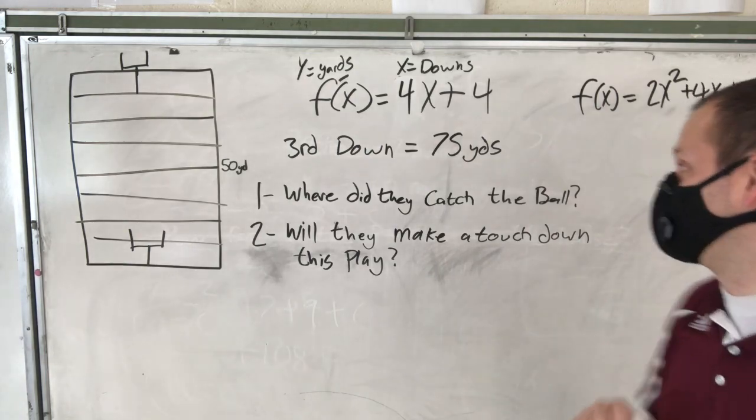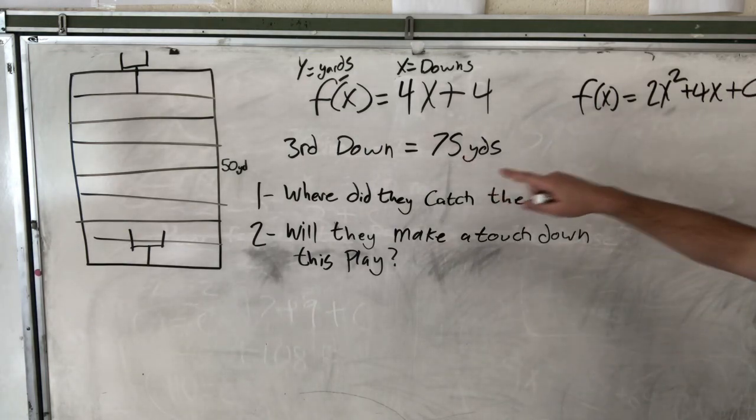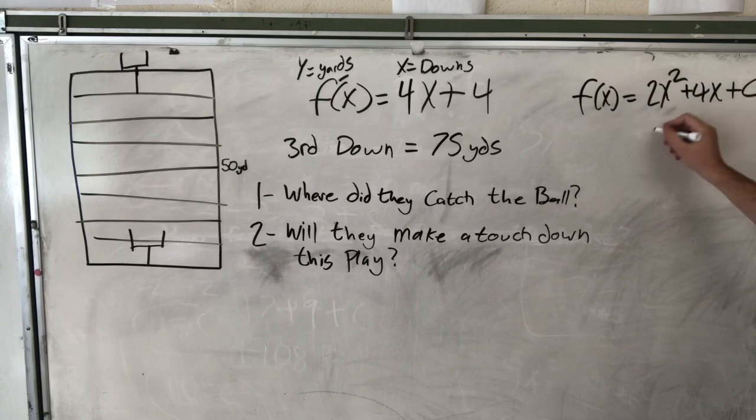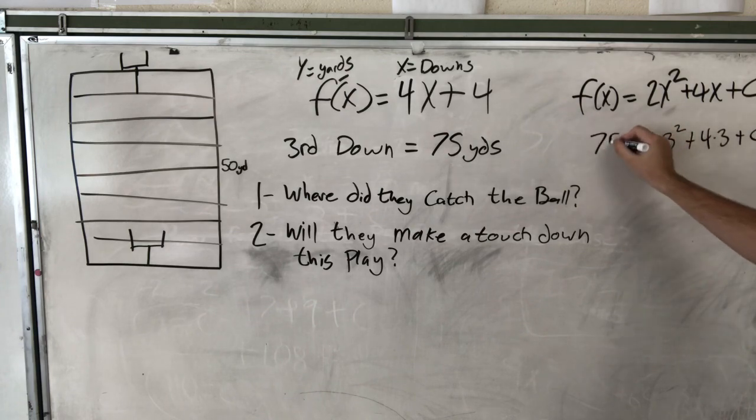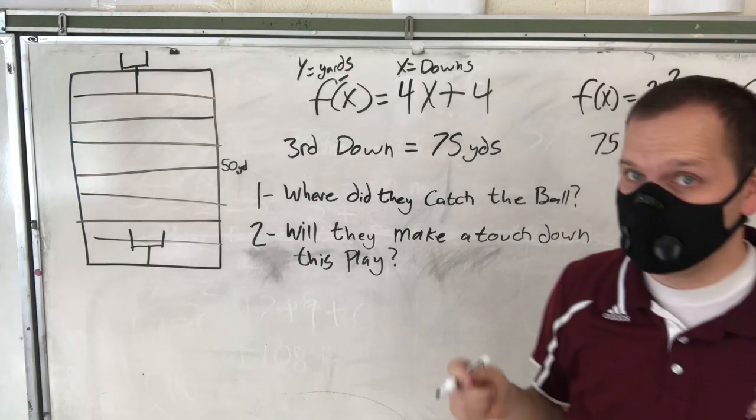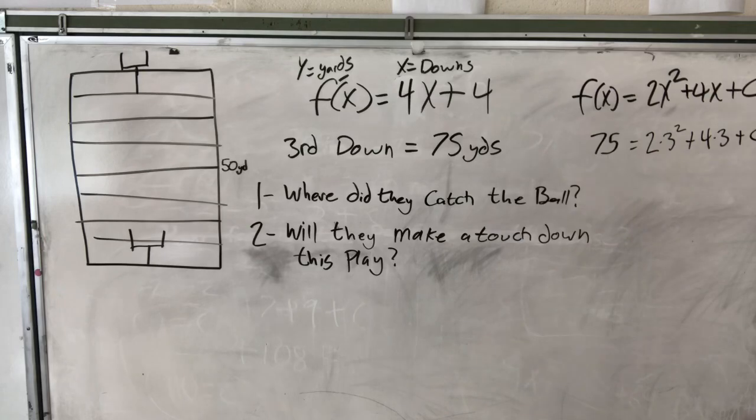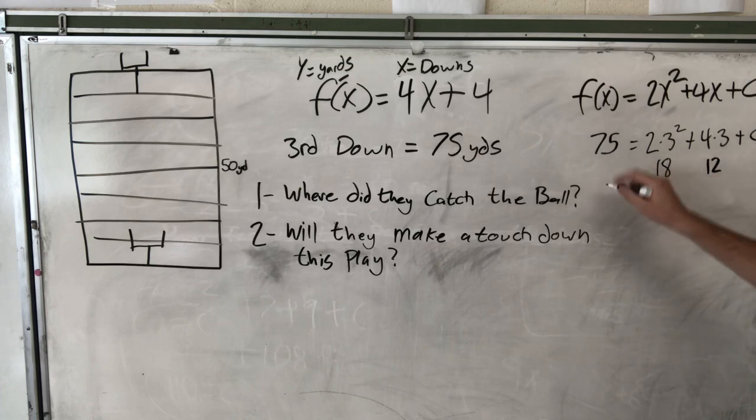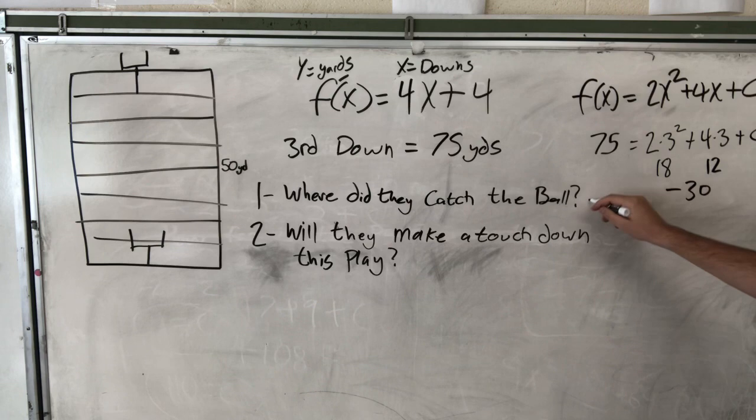caught the ball, okay? So we've got third down, which is our x, so 2 times 3 squared plus 4 times 3 plus c equals 75. We want to figure out where did they catch the ball. I'm trying to find c. Let's see here, 2 times 9 is 18, 4 times 3 is 12, 18 plus 12 is 30. So I'm going to subtract 30 from both sides. 75 minus 30 is 45, equals c.